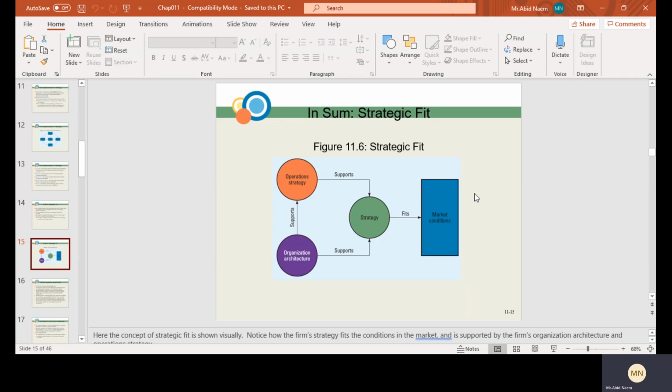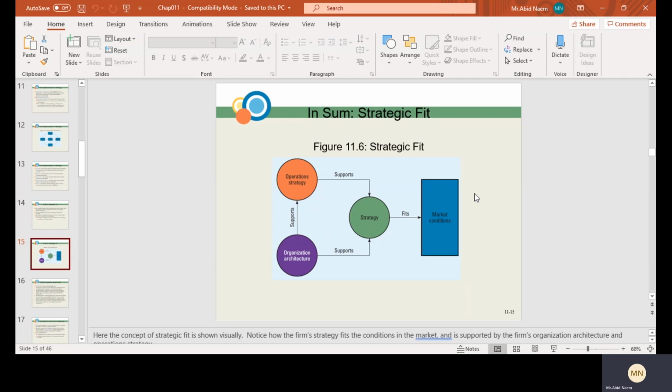And we were discussing the international business strategy for M&E. We stopped the lecture at strategic fit, and this is the graphical representation of strategic fit. This is basically understanding the operation strategy and organizational architecture. Organizational architecture should support the organizational strategy. When these two support the strategy, it will fit with the market conditions. If any one of these two factors is misaligned, then your strategy is not going to fit with market conditions.